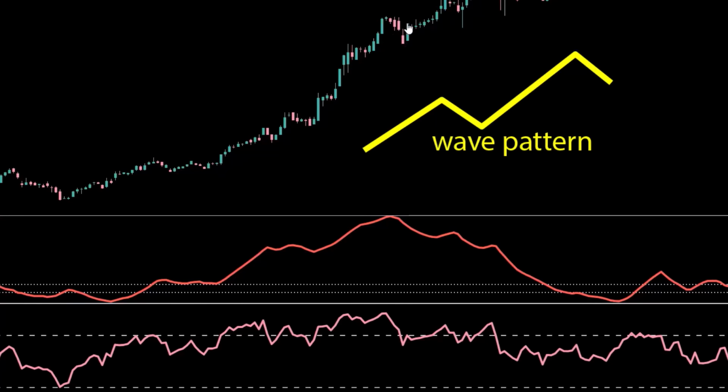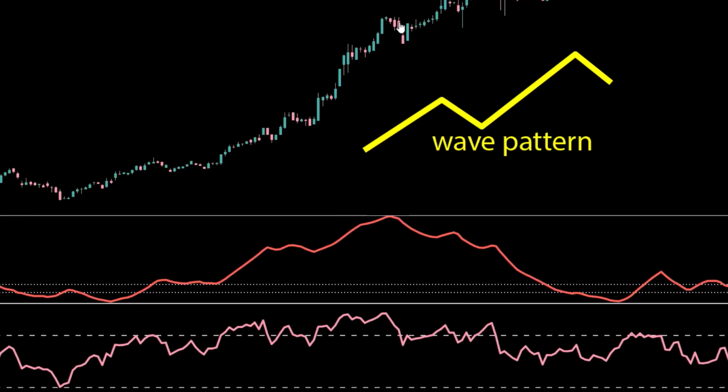This is a wave pattern of a trend. The first push shows that buyers are in control. Then the market pulls back a little. But this pullback does not mean the trend is over. It simply means the market is taking a short pause. After that pause, buyers often step in again and push the price higher.